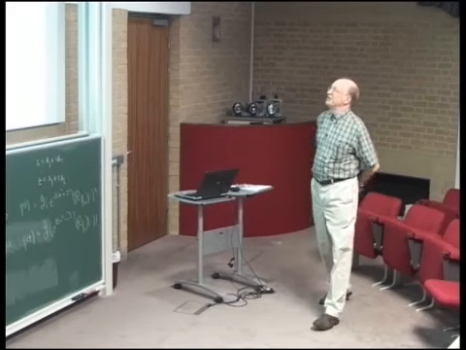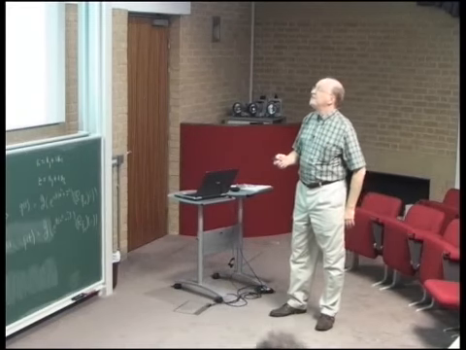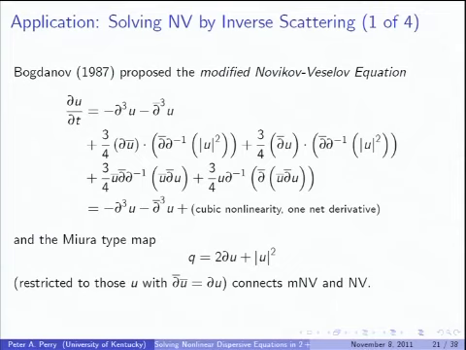Okay, second application, solving the Novikov-Veselov equation by inverse scattering. Bogdanov in 1987 proposed a partner to the Novikov-Veselov equation called the modified Novikov-Veselov equation. And because mathematicians, myself included, can't stand not to write down the truth, I've written down this equation. But I want you to cross this out, ignore it, and think of it in the following way. That's what it is. And the point, as has been said, is that there is a Miura-type map which connects the modified Novikov-Veselov equation, this thing, and the Novikov-Veselov equation.